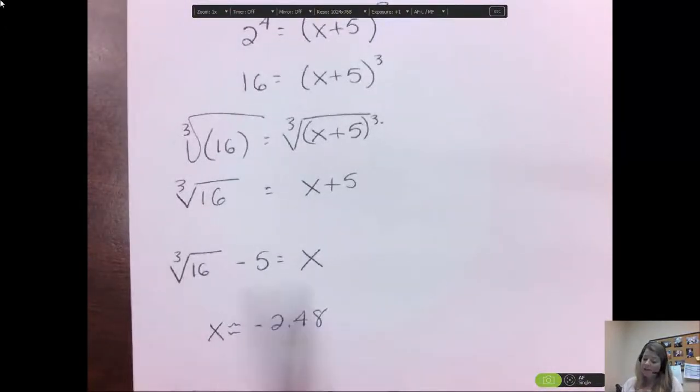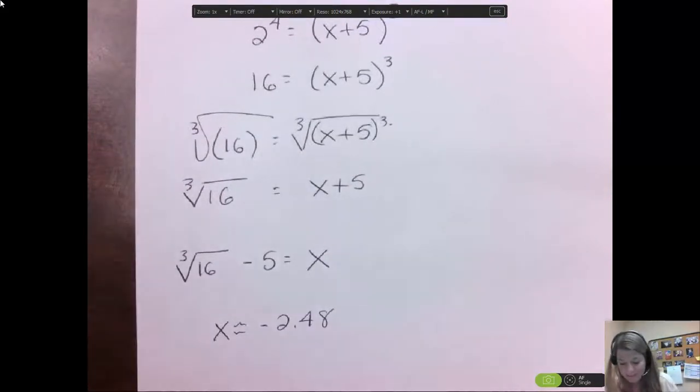It depends on if it's a word problem or it depends on the directions. A lot of times you want to leave it in this form. Sometimes you want the decimal. So it kind of depends. But there is the solution to that one.